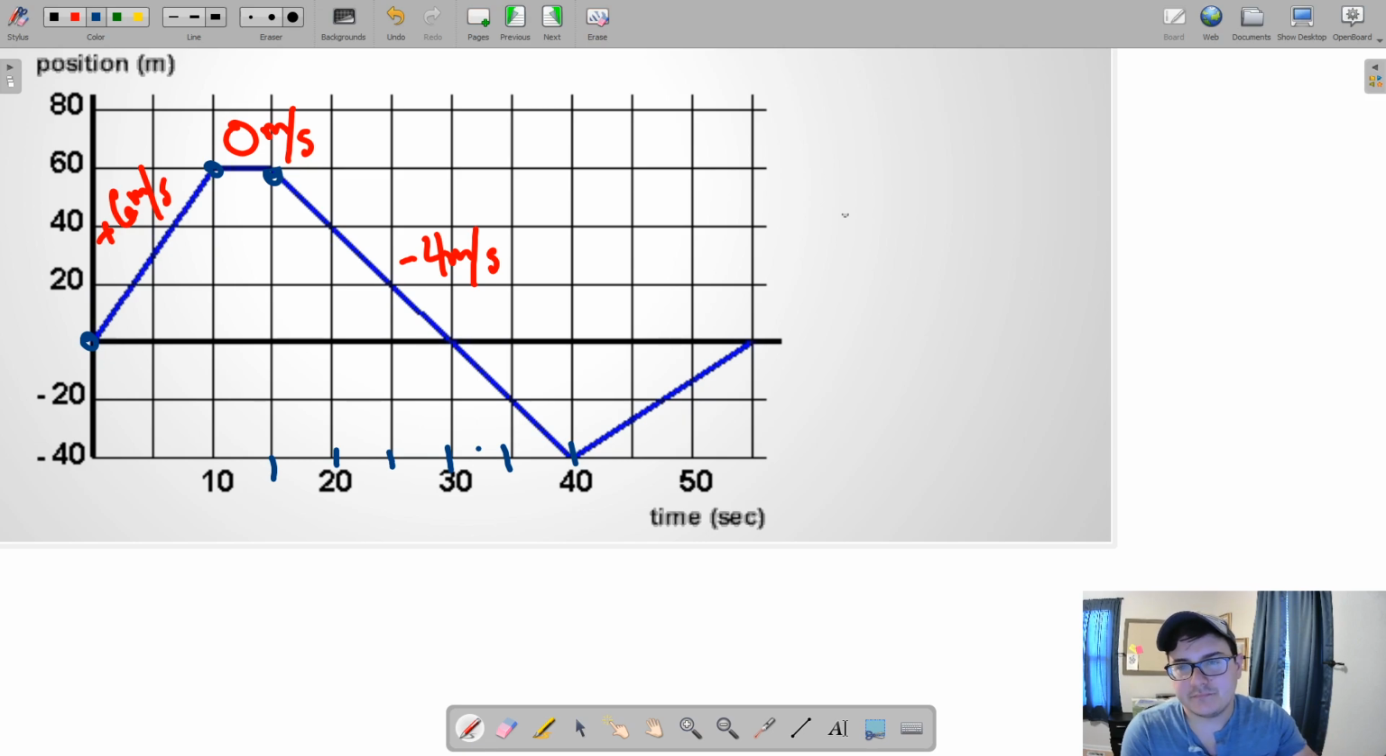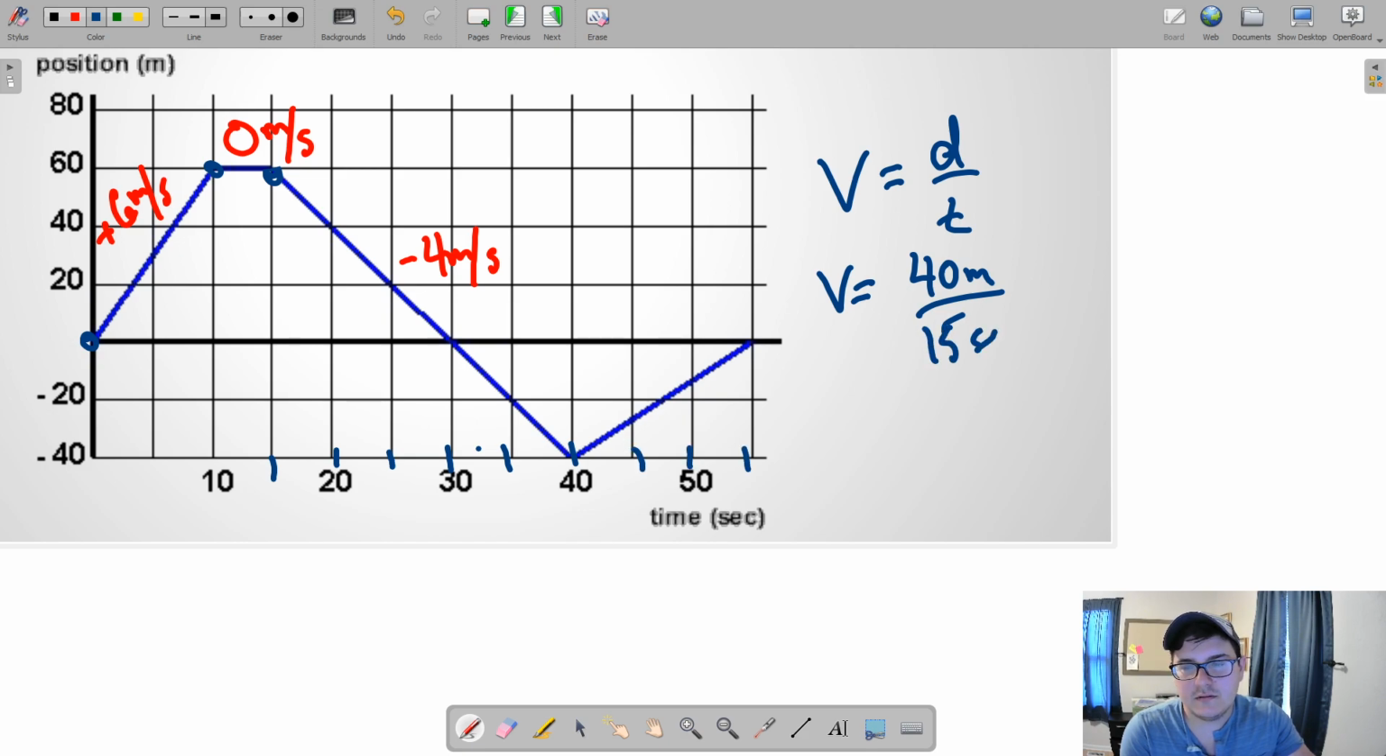Okay. The velocity here equals displacement over time, or rise over run. It went up 40 meters, so we're going to call that positive 40 meters. And your displacement was 5, 10, 15 seconds. Is that right? That is.